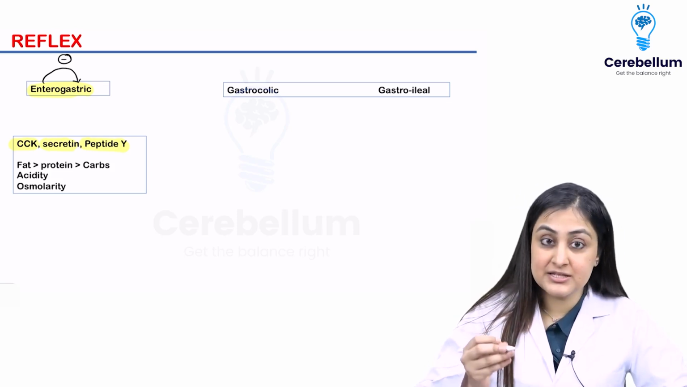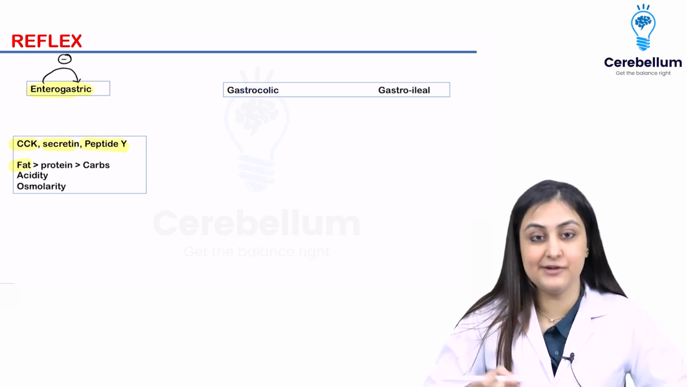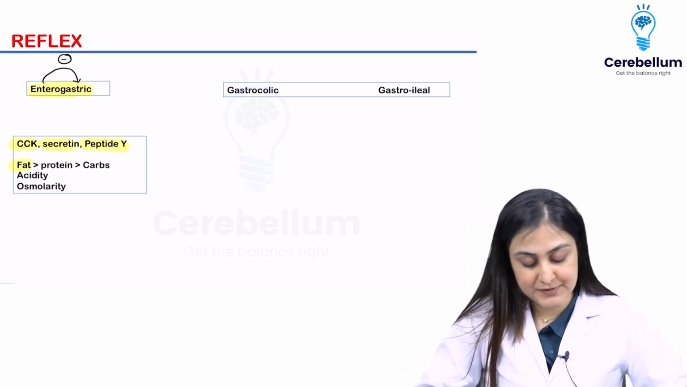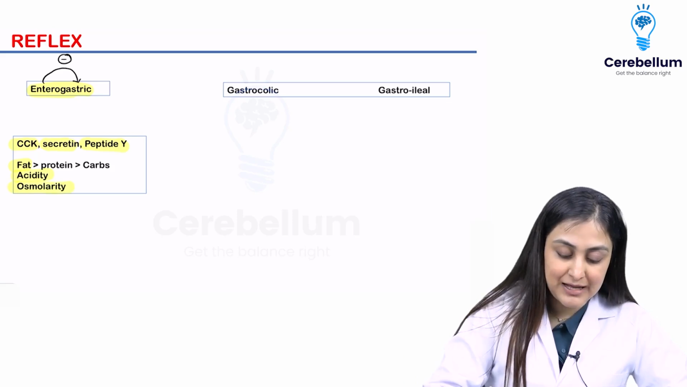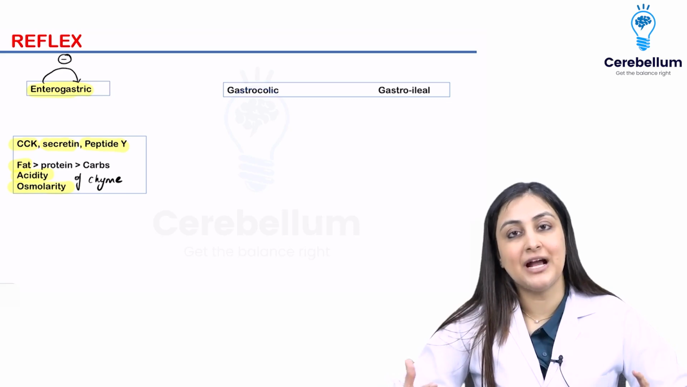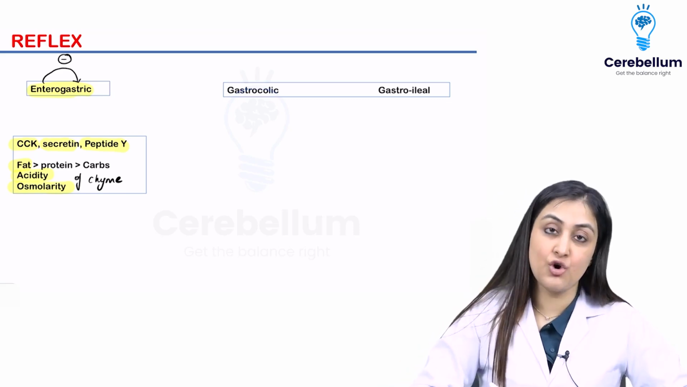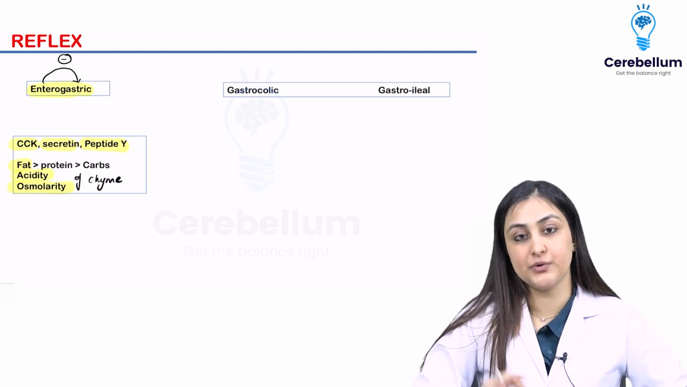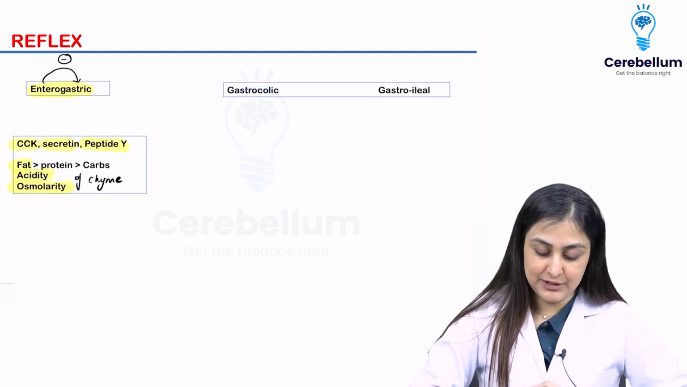What stimulates this reflex maximally is fat, followed by protein, followed by carbs. Acidity and osmolarity of the chyme also increase this reflex. So it depends on the kind of food that you've had, how strong this enterogastric reflex is going to be. Alright, so this is enterogastric.